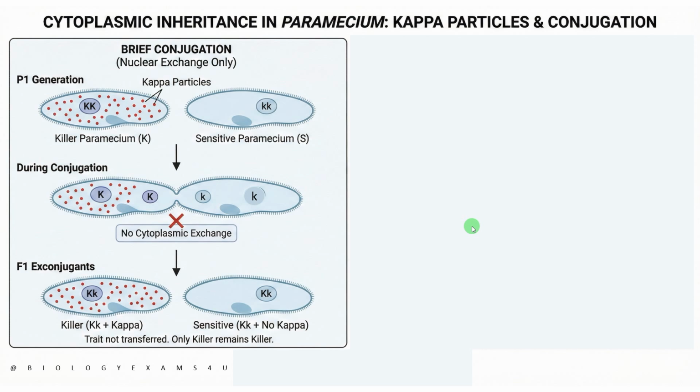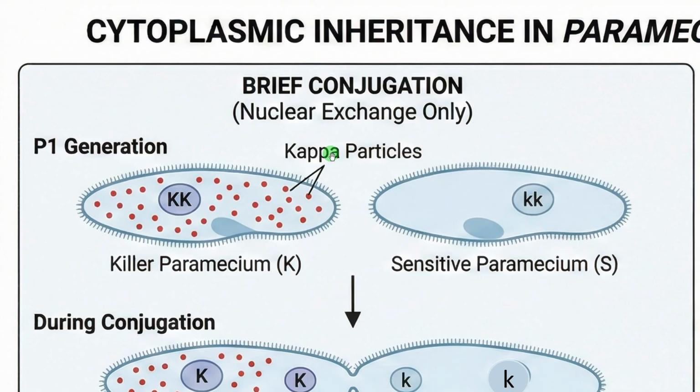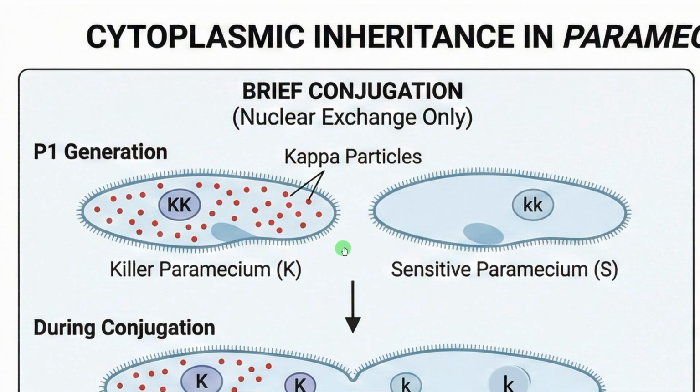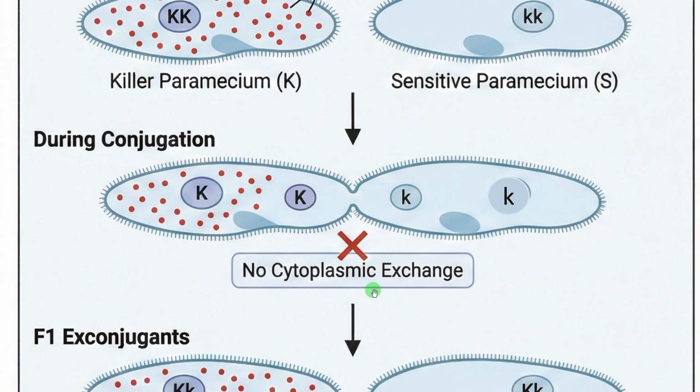Now let us see the summary of the study carried out by Sonneborn. Let me zoom in. He found out that during a brief conjugation between killer paramecium and sensitive paramecium, killer paramecium is capital K, whereas sensitive paramecium is capital K small k, killer has Kappa particle also. During the conjugation, there is no cytoplasmic transfer. During brief conjugation, this K gene is transferred and the small k gene is transferred to this killer paramecium.